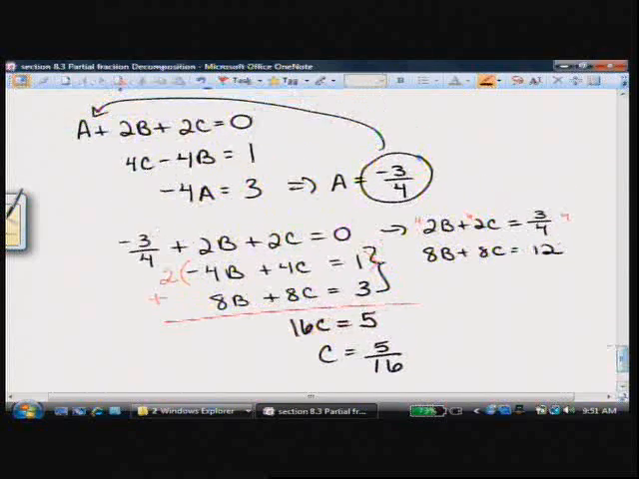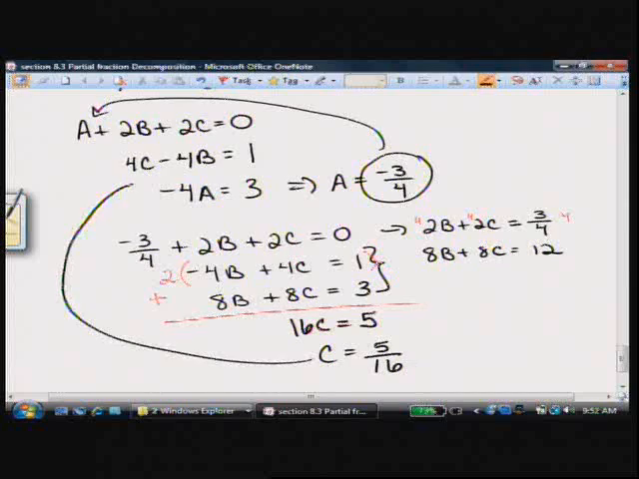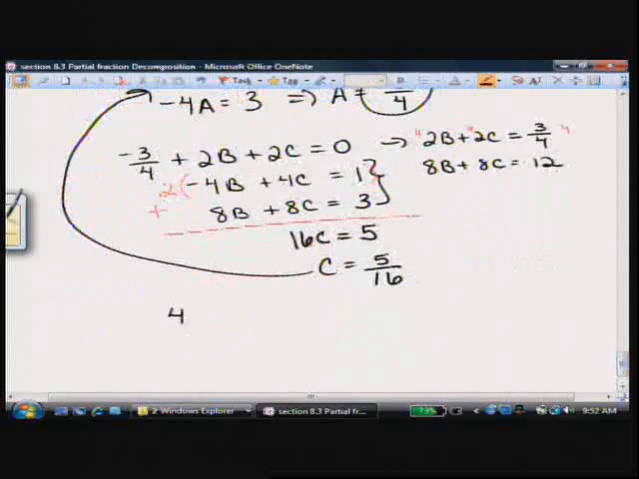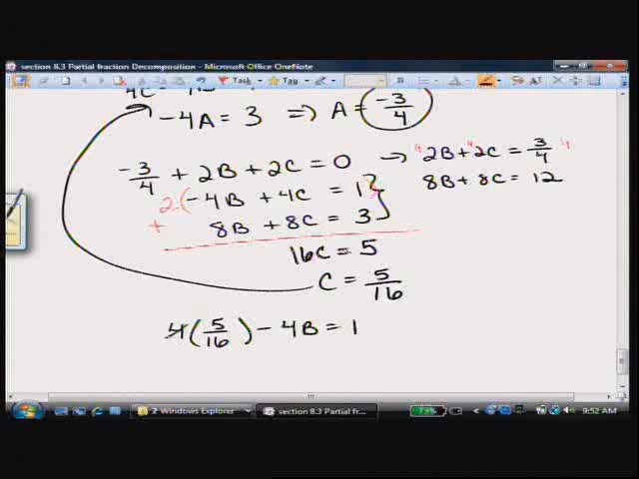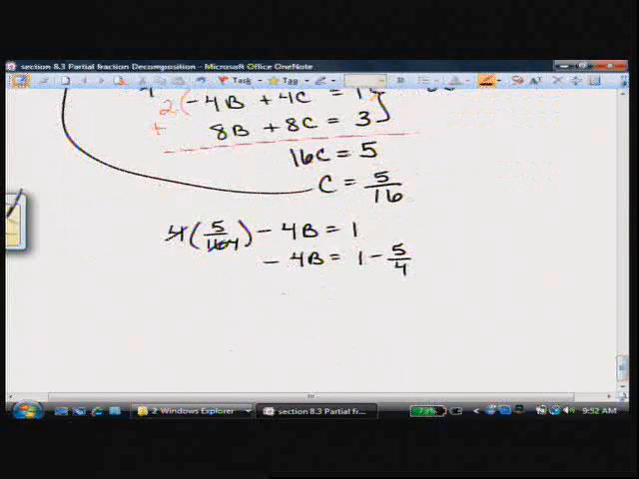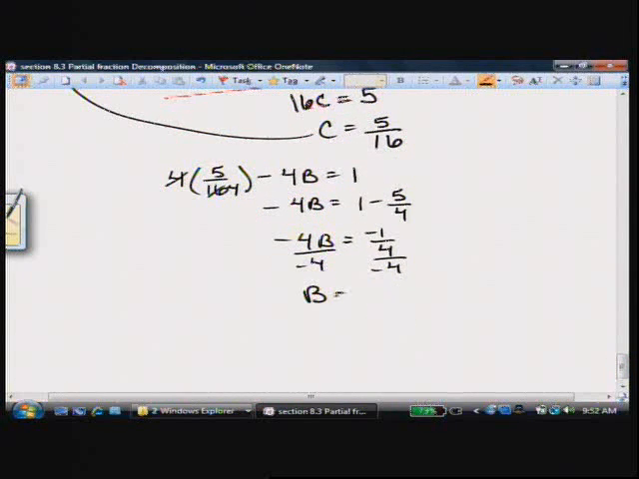And so then I can plug this into this equation to get the answer for B. So 4 times 5 sixteenths minus 4B equals 1. So this is 5 fourths, so negative 4B equals 1 minus 5 fourths. So this is negative 4B is equal to, this is 4 fourths minus 5 fourths, which is negative 1 fourth. I'm going to divide by negative 4. And so I get B equals 1 sixteenth.